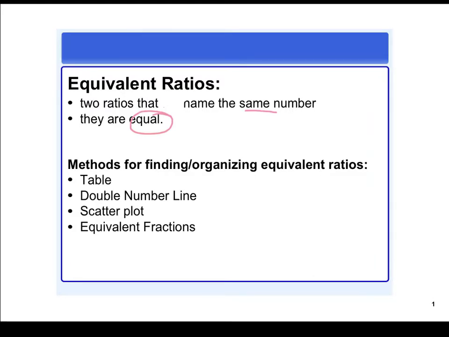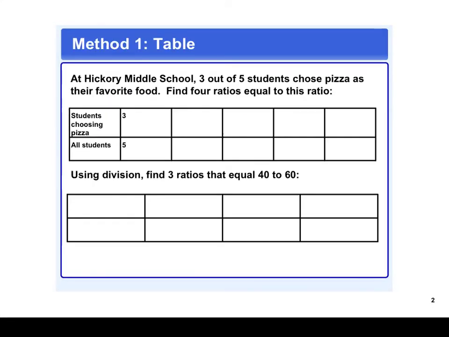The 4 methods we're going to look at today are using a table, a double number line, a scatter plot, and equivalent fractions. So again, we see that link between ratios and fractions, which should help us out as we continue moving forward. The first method we're going to look at is a table.